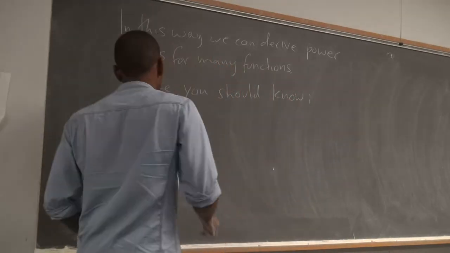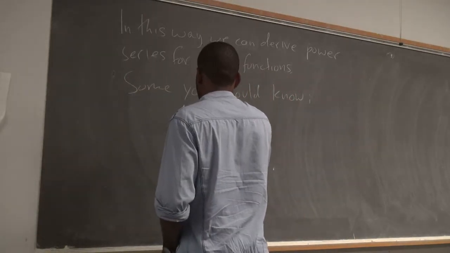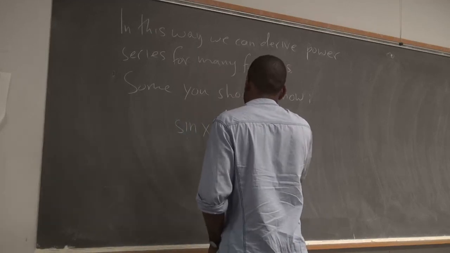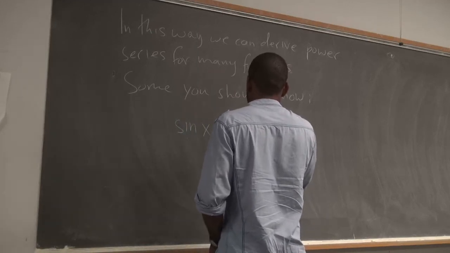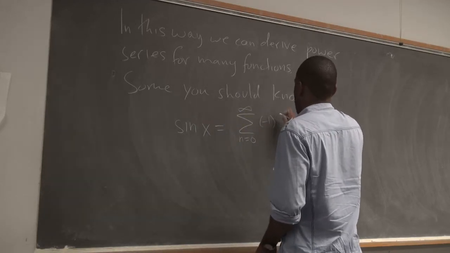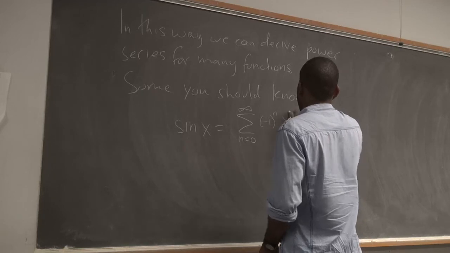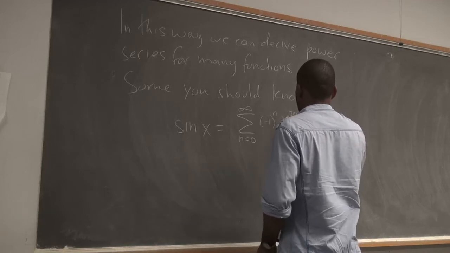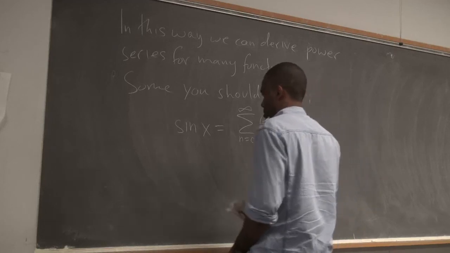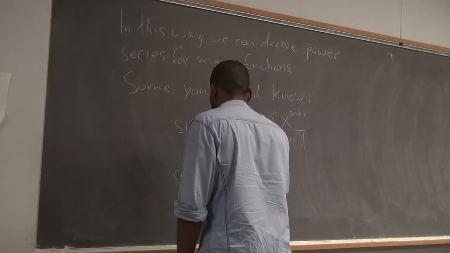By no, I mean memorize. I just want to be clear. This is minus one to the n, and this is x to the 2n plus 1 over 2n plus 1, for some x.